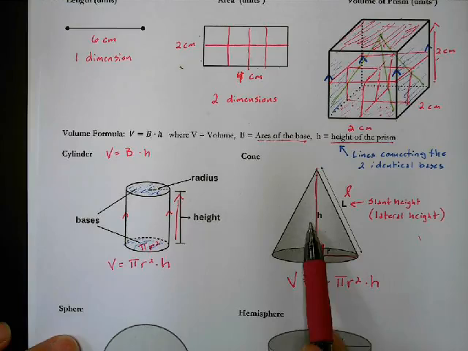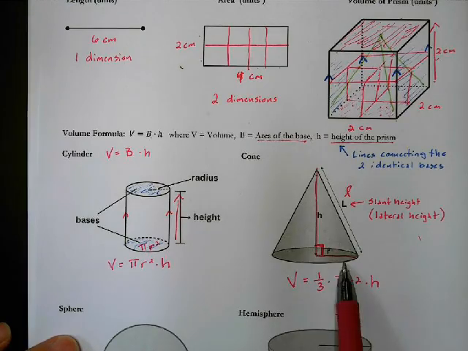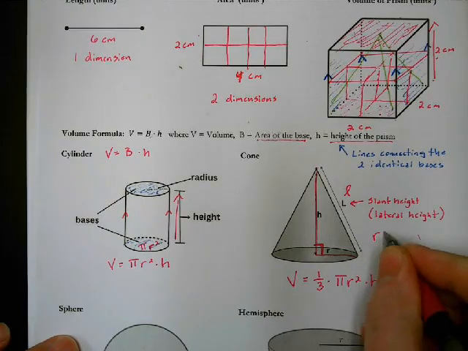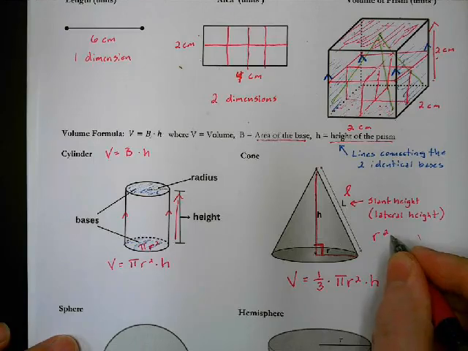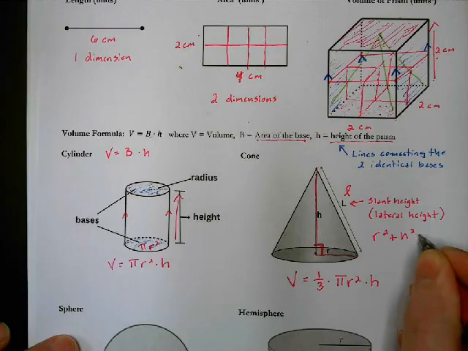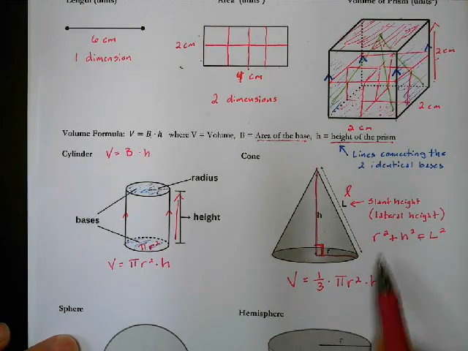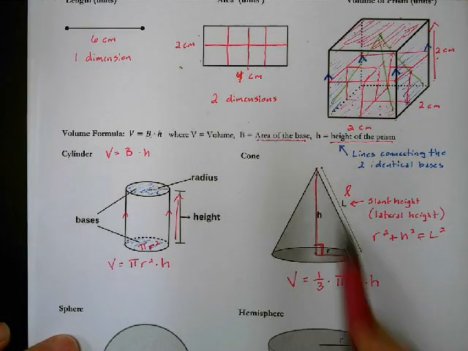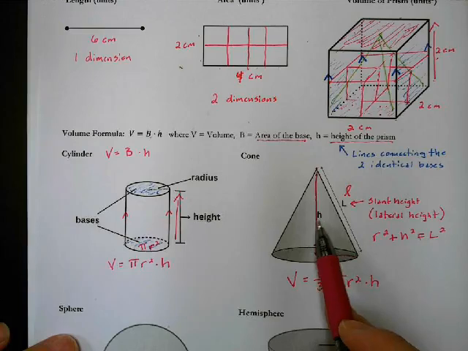We can use the Pythagorean theorem. R squared plus H squared equals L squared. So we can always use that to find missing sections if we're working with a cone. The radius squared plus the height squared will always equal the lateral height squared, or the slant height squared. Same thing, if they give you the height and the lateral height, you can still find the radius by using the Pythagorean theorem over here.